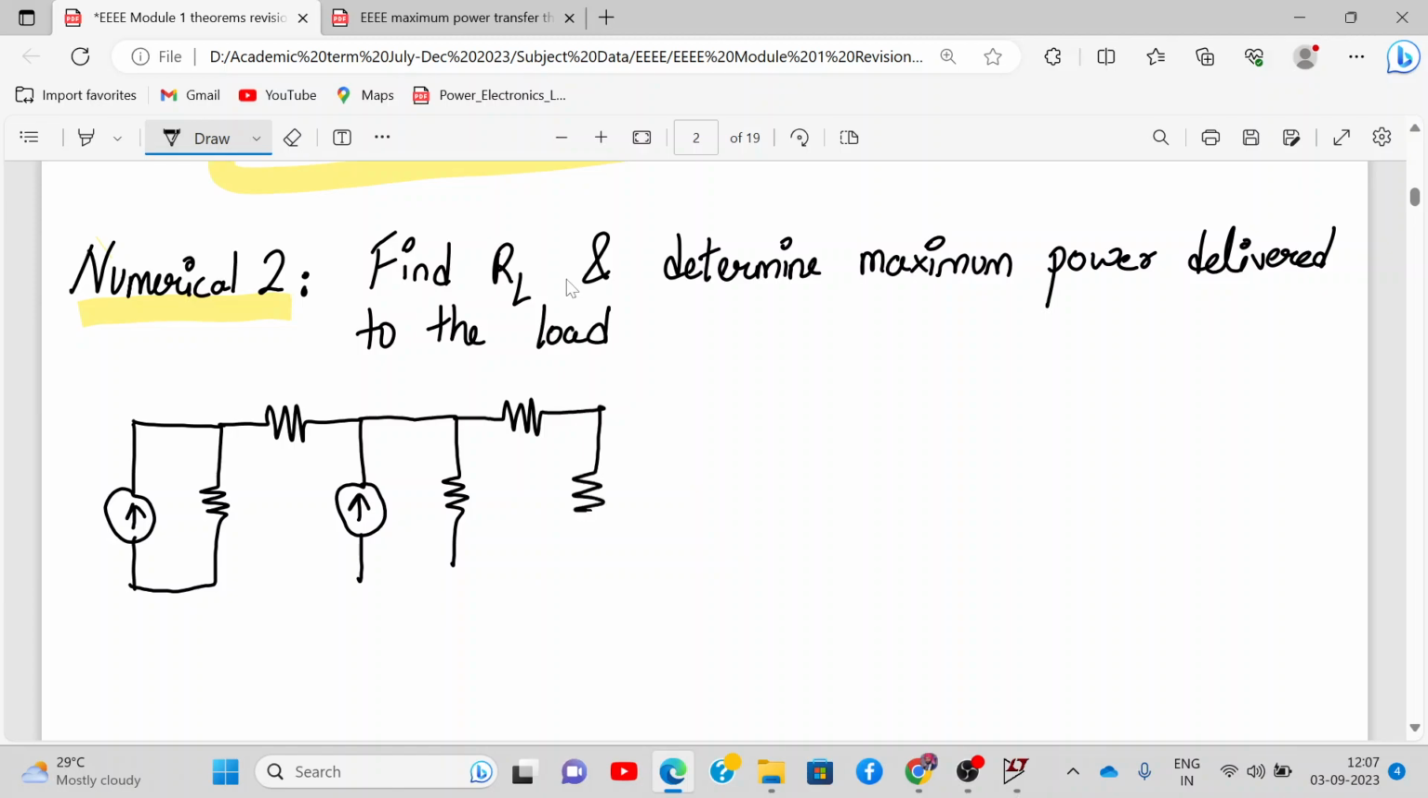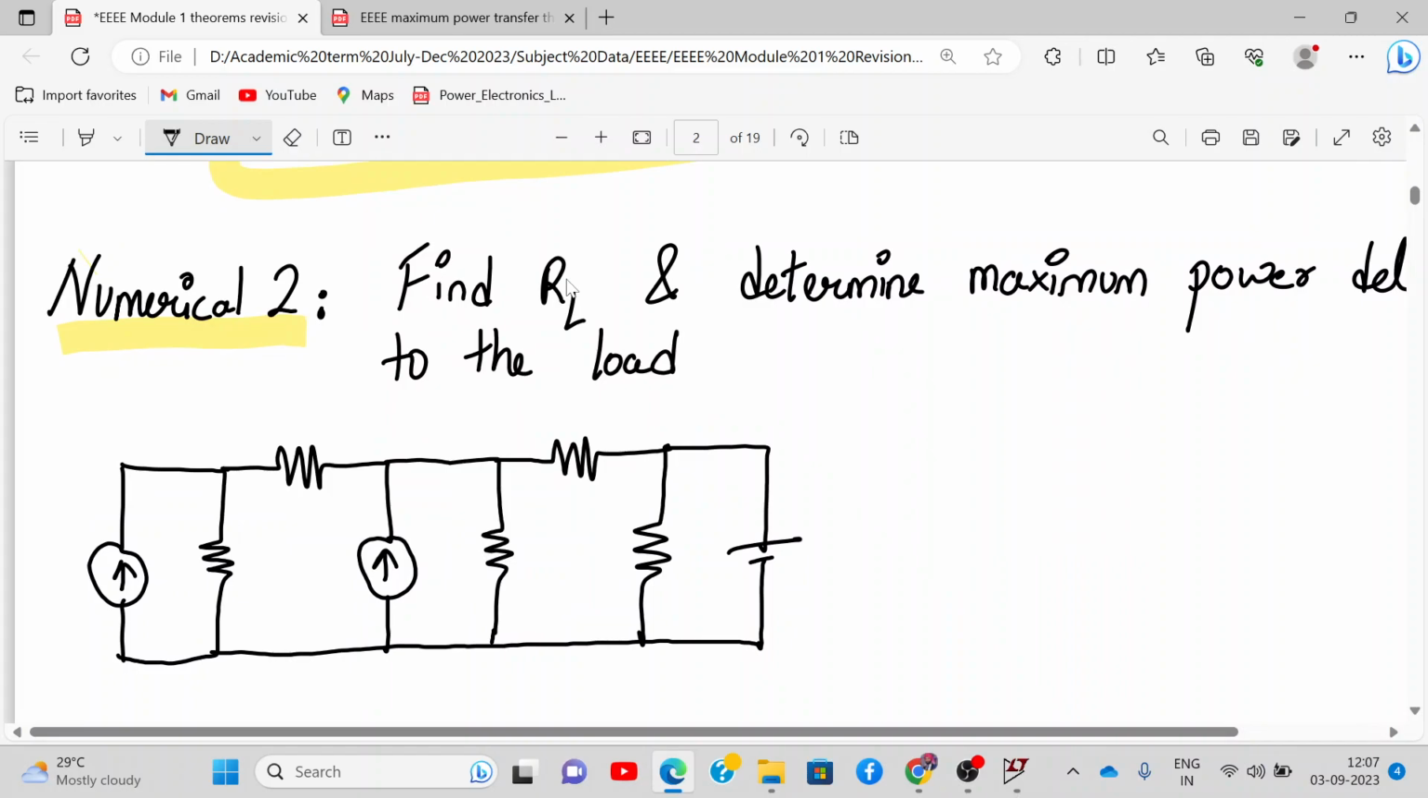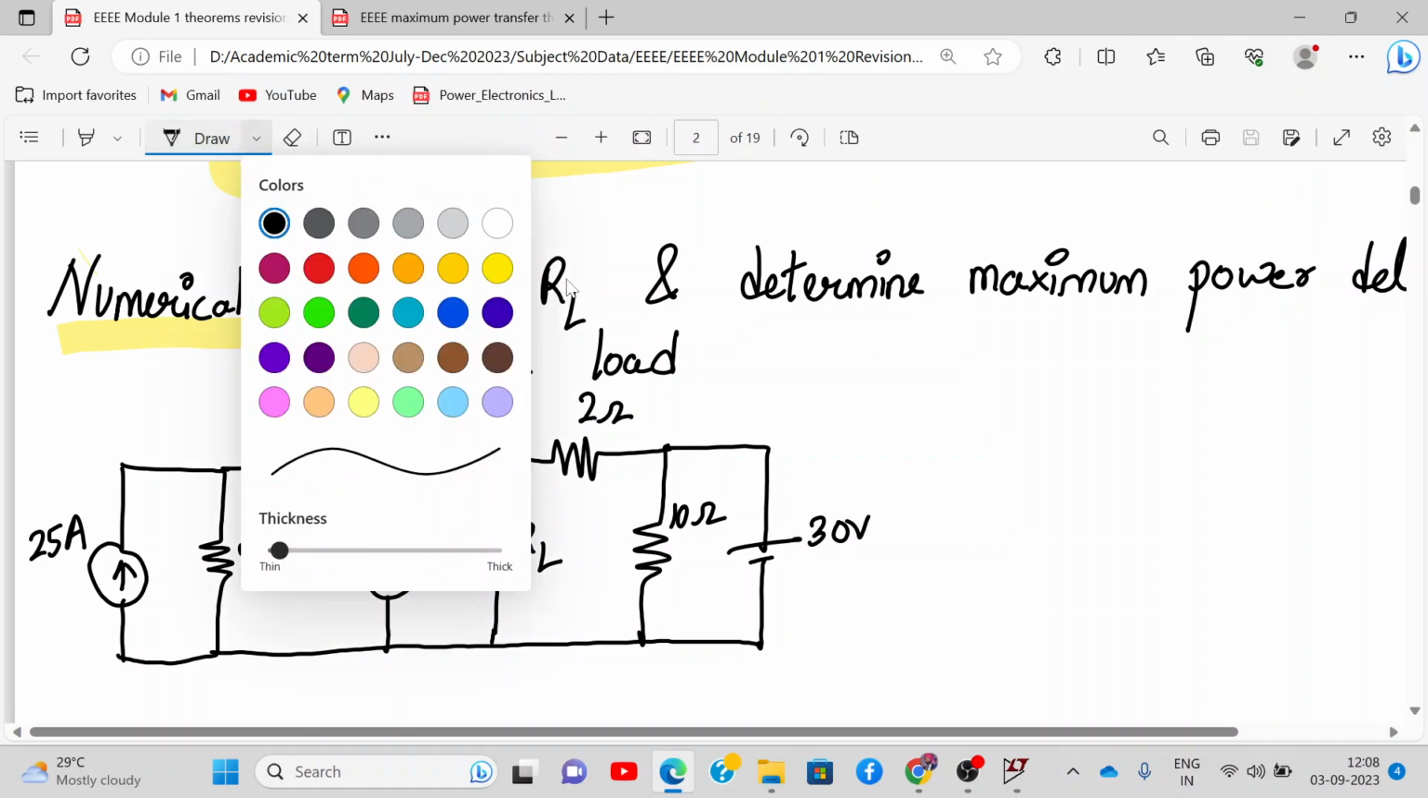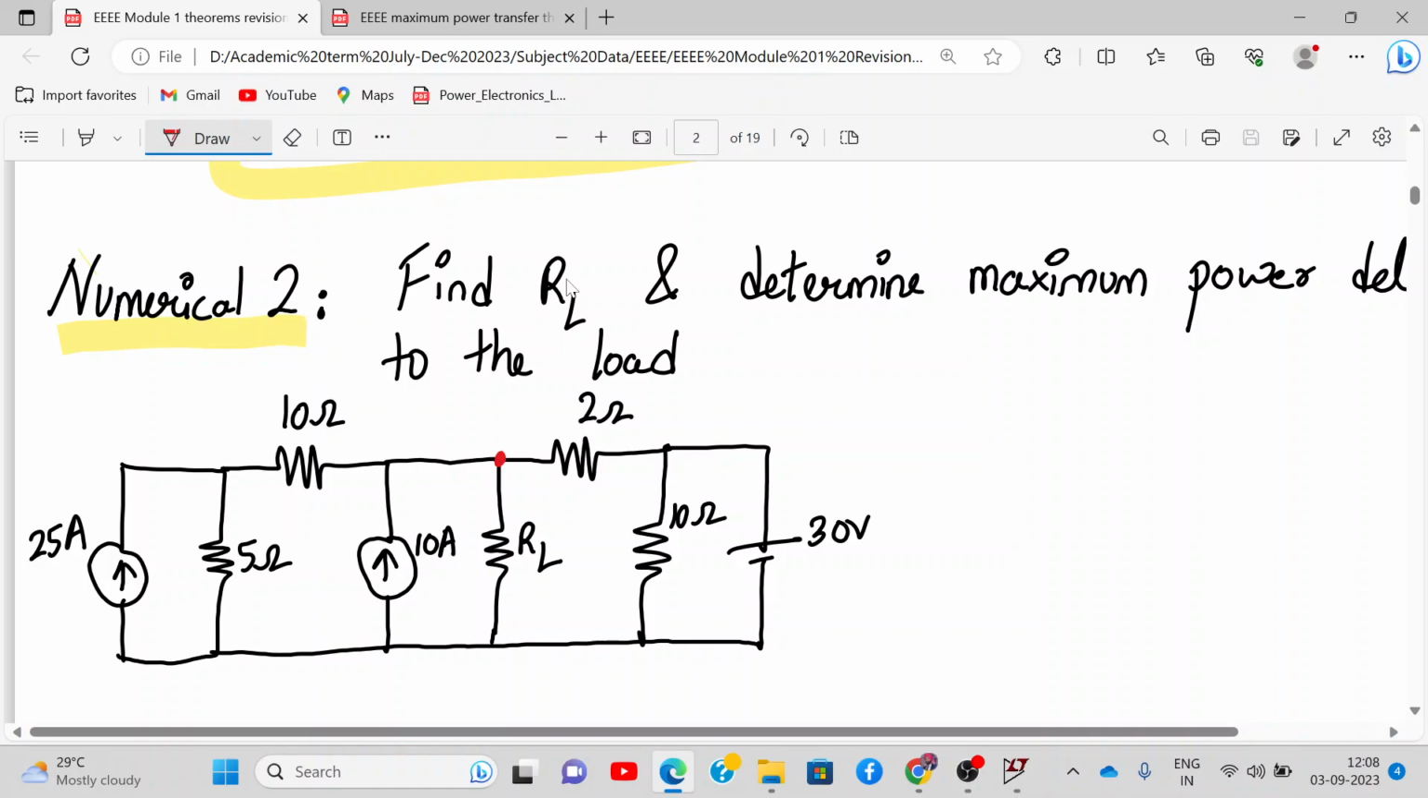Now see, RL is not always at the extreme left hand side. It can be anywhere. Now this circuit is a classic example of that. Let me show you. This is 25 amperes. This is 5 ohm, 10 ohm, 10 ampere. This is RL. So RL can be connected anywhere. This is 30 volt. All right. Now whenever there is RL, we mark that as A and B, right? A and B.